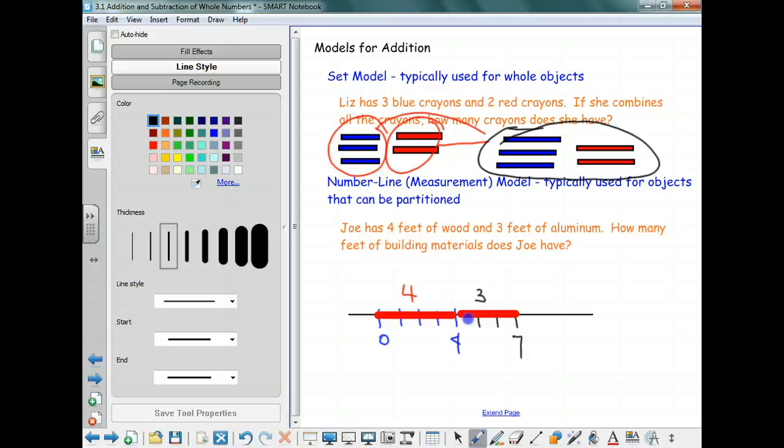All right, so this is the picture that we would represent with this kind of model. And just like before, I didn't write down the answer, we should. So this one's actually going to be 7 feet, and the other one would have been 5 crayons.